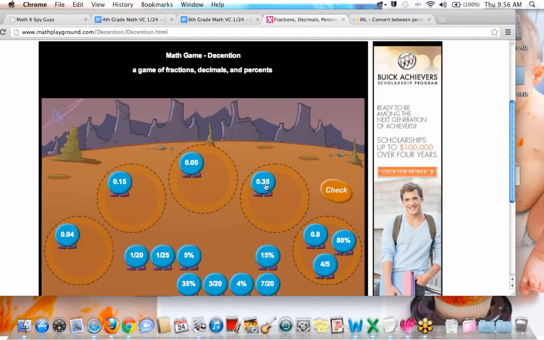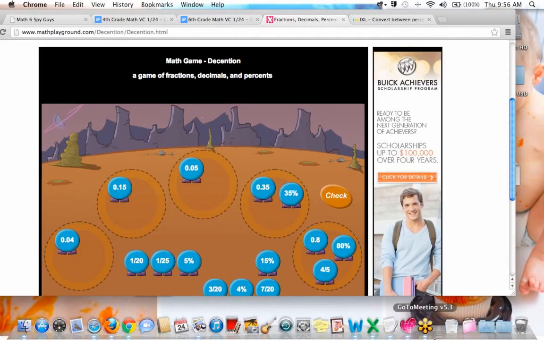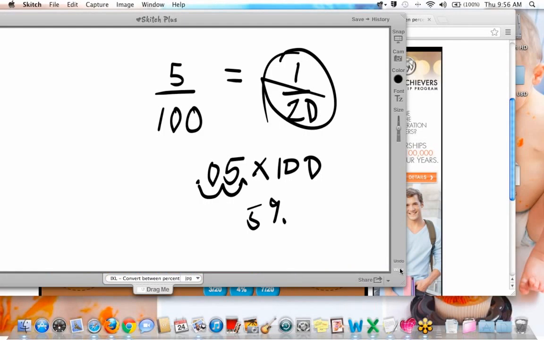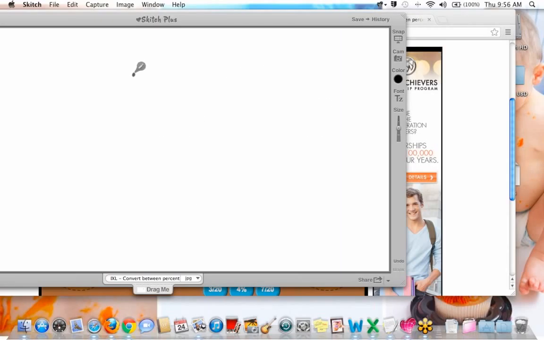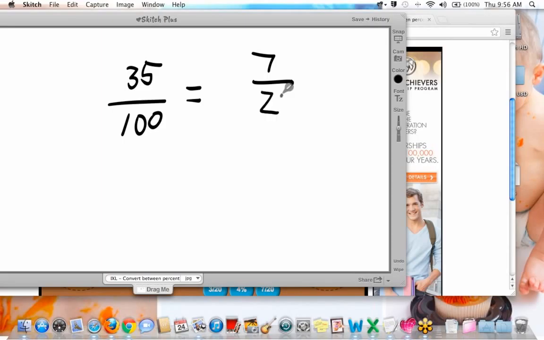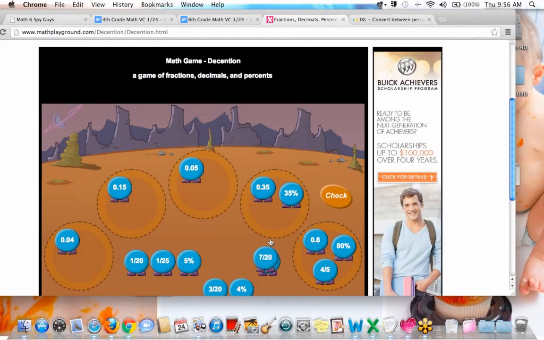35 hundredths, that's not too common, but 35% is not that hard to work with. Now, the only challenge would be finding the fraction format. So 35 hundredths can be reduced. I'm going to divide them both by 5 again because they're both multiples of 5. So 35 divided by 5 is 7. And then 100 divided by 5 is 20. So that one wasn't too bad.